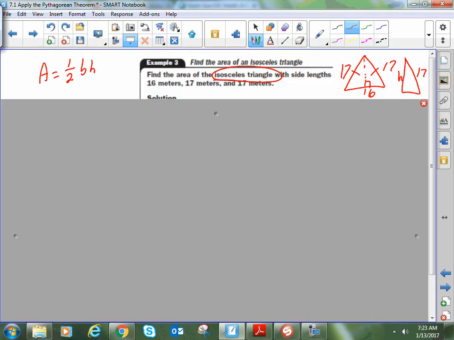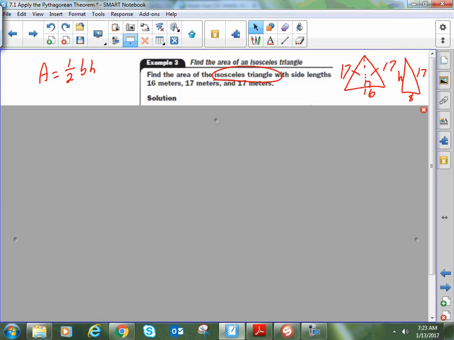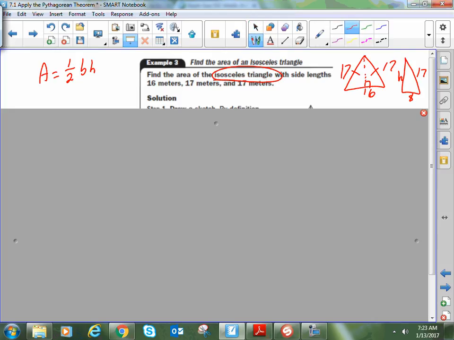into two congruent right triangles, where the base of the right triangle in this case would be 8. So now I know I have a right triangle where I have a leg of 8, a hypotenuse of 17, and I can use the Pythagorean theorem to find out what the height is. Once I know what the height of the right triangle is, that's the same thing as the height of the isosceles triangle, and then I would be able to actually find the area of the isosceles triangle.